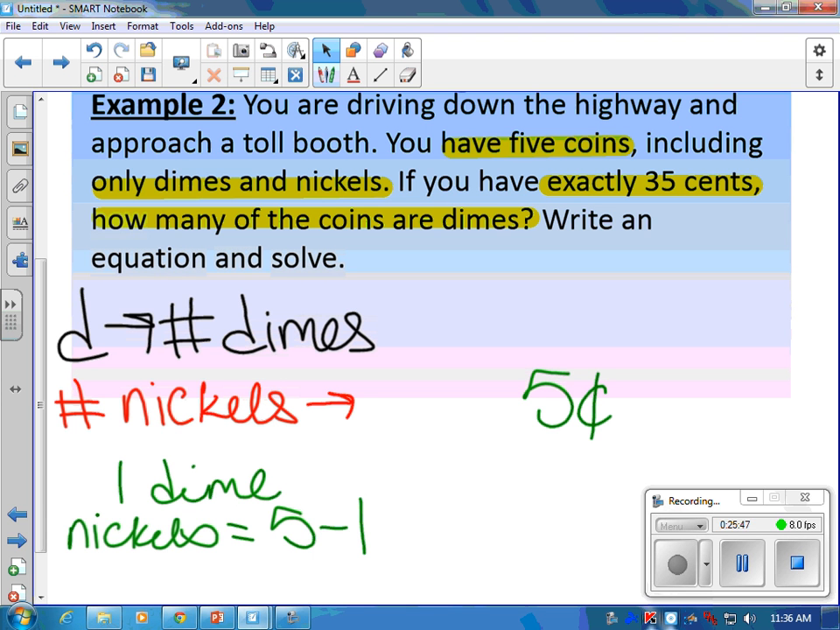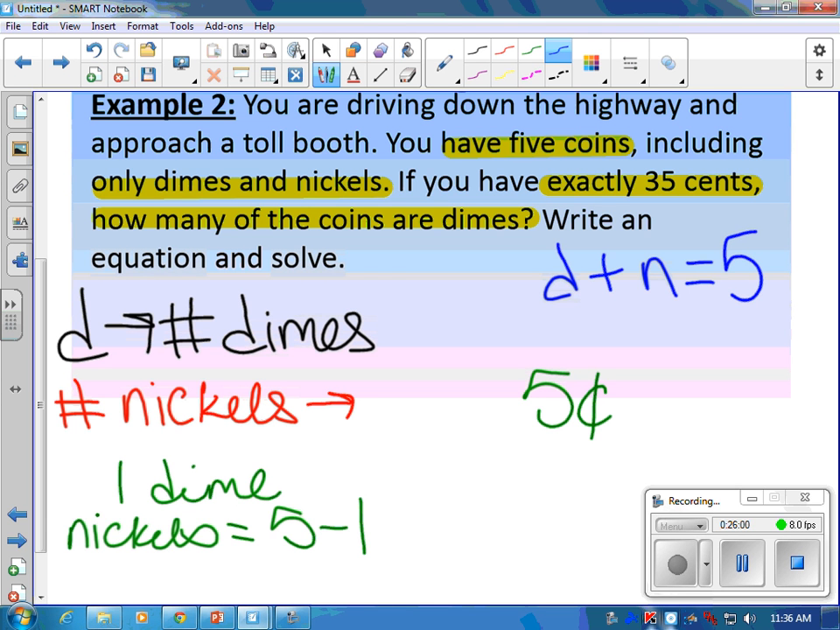Okay, if I add dimes and nickels, if I take the number of dimes plus the number of nickels, what does that have to be? So if I add dimes and nickels together, it has to be 5. So now, if I want to know how many nickels I have, what do I have to do to this equation? Subtract what? So if I subtract D from both sides of this equation, I get that N equals 5 minus D.